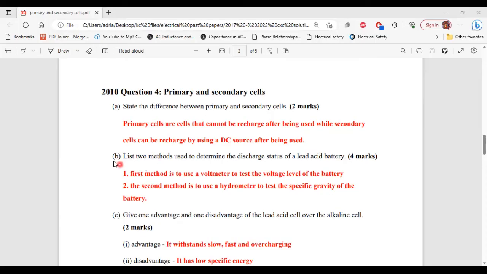Part B, it says list 2 methods used to determine the discharge status of a lead acid battery. 1, the first method is to use a voltmeter to test the voltage level of the battery. 2, the second method is to use a hydrometer to test the specific gravity of the battery. So those are the 2 methods. All right, so that's it for part B.